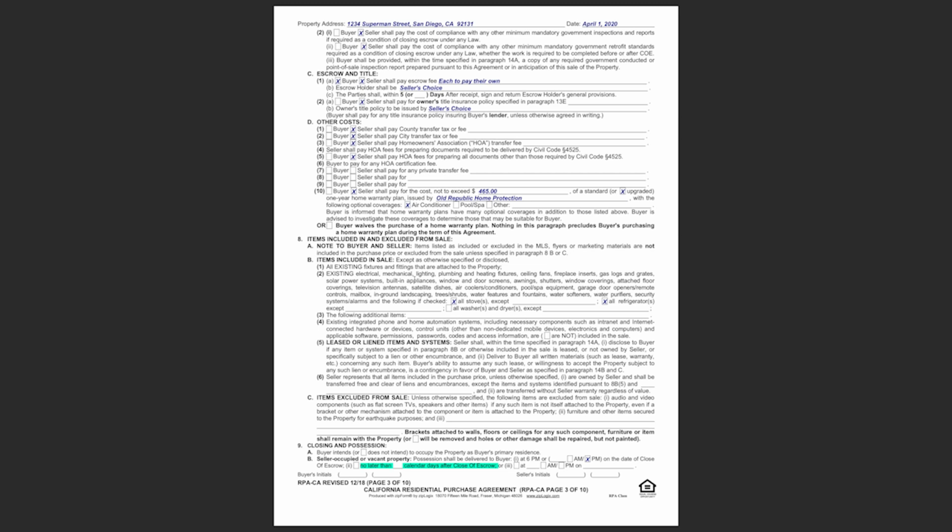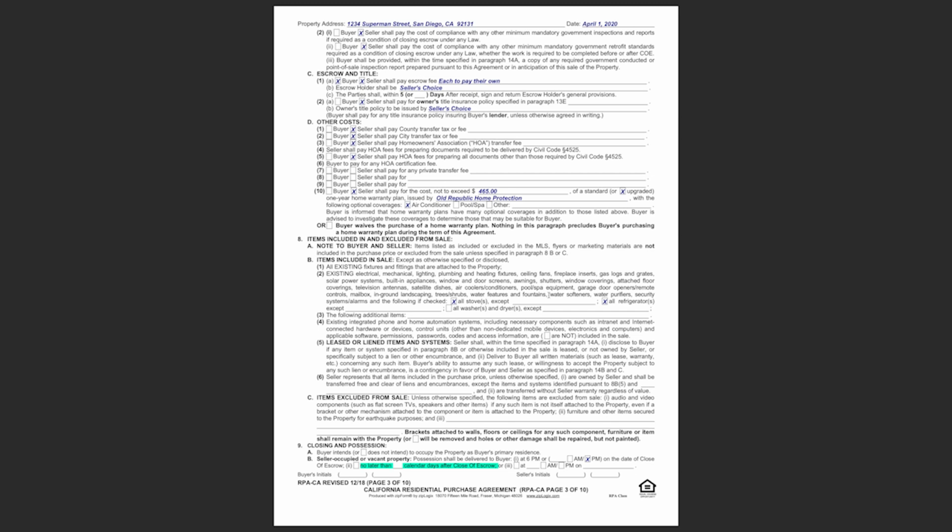Some things that we see being taken frequently would be water softeners and water purifiers and some specific security systems that may be on the home as well. Well, it's written into the contract that those are supposed to stay. So if the sellers want to take their water softener with them, they're supposed to disclose that to you. Otherwise, it stays with the home.